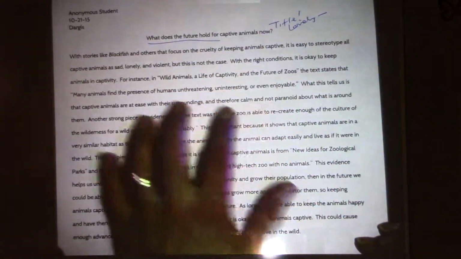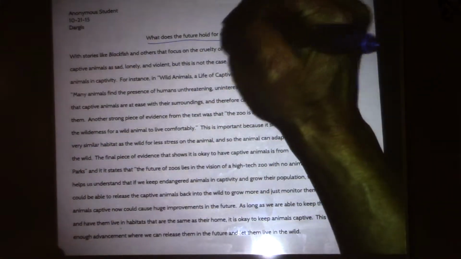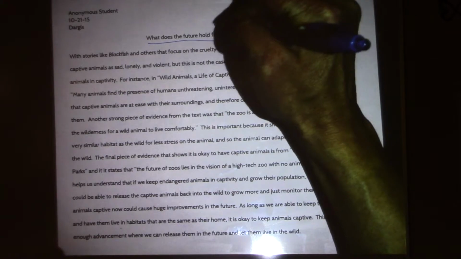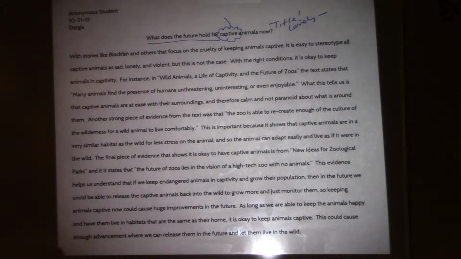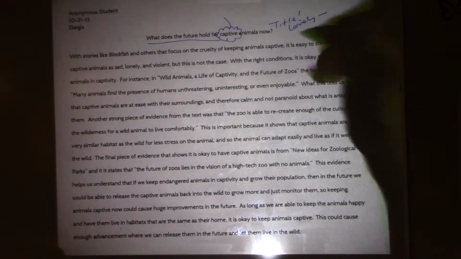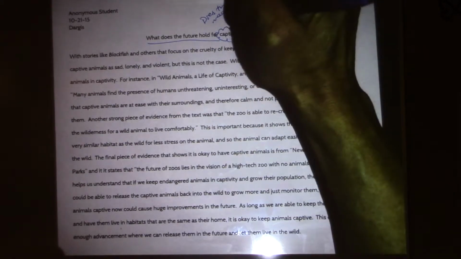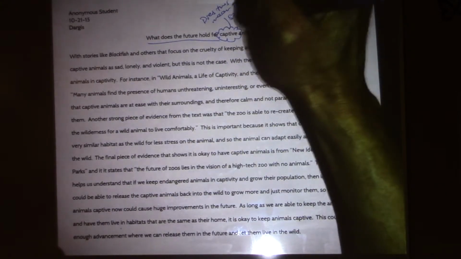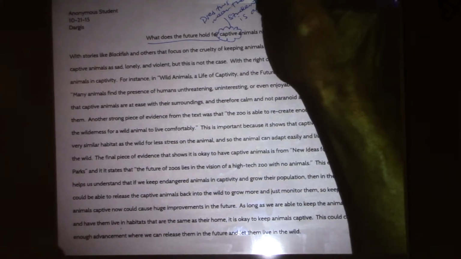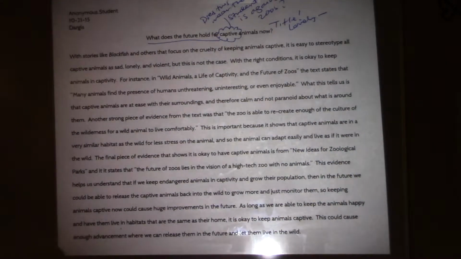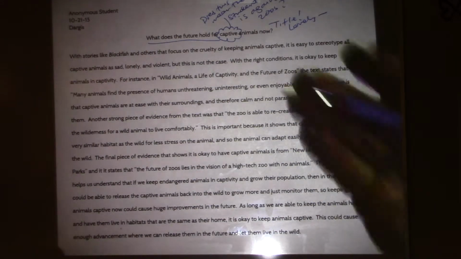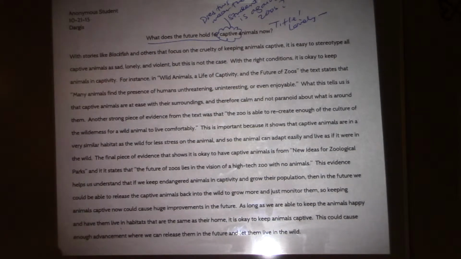Now, here's the thing though. I am wondering, based on this word, captive, when I think of the word captive, I'm thinking, gee, that doesn't sound too friendly. That doesn't sound too nice, right? So I'm wondering, does this mean the student is against zoos and sea parks and all those kinds of things, or not? I don't know. So I guess I'm going to find out in just a minute.